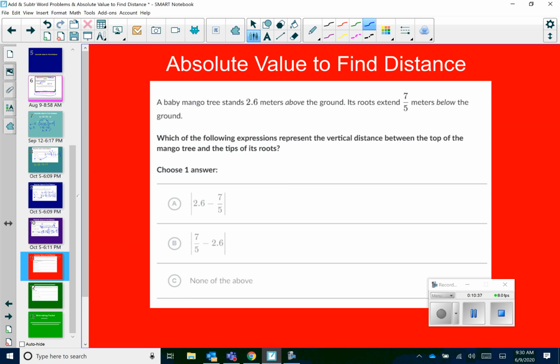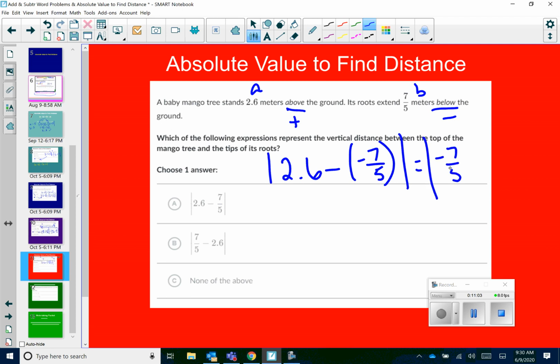A baby mango tree stands 2.6 meters above the ground, and its roots extend 7/5 meters below the ground. So clearly your above ground is your positive, and your below ground is your negative. Let's make this A, and we'll make that B. So if I plug these in, that would give me 2.6 minus negative 7/5, or we could do negative 7/5 minus 2.6. Which of the following expressions represents the vertical distance between the top of the mango tree and the tip of its roots? Well, do we see anything that identically matches? I do not. This one should be minus negative. Here, this should be a negative 7/5 because it's below ground. So this one would be C, none of the above.